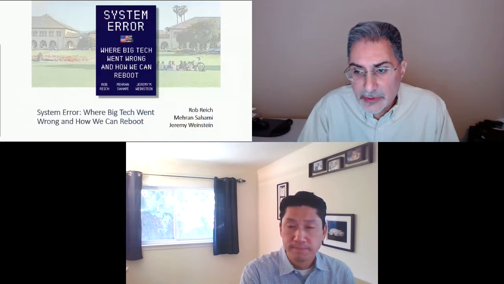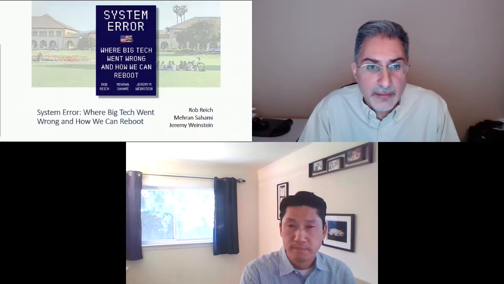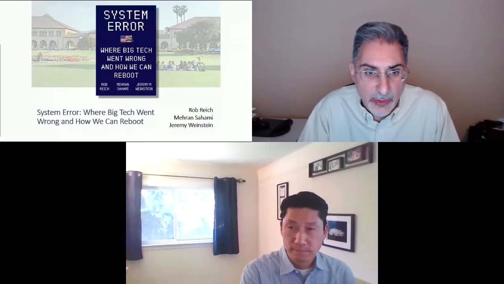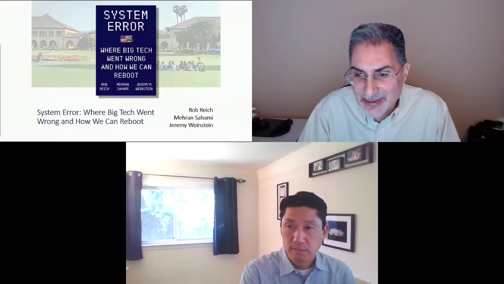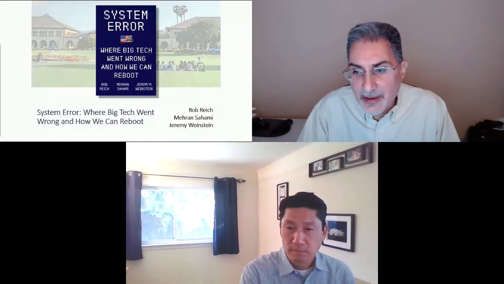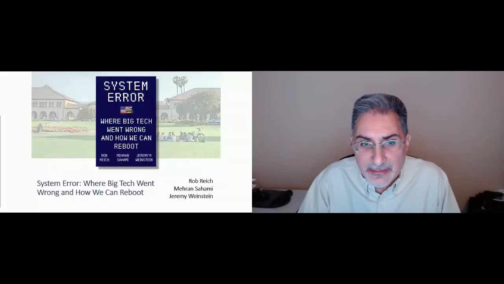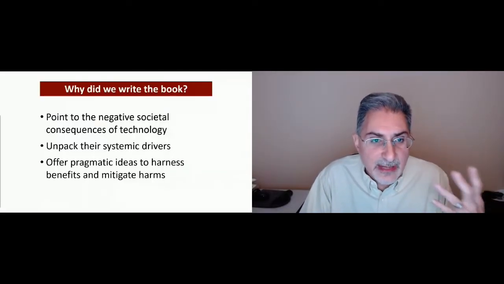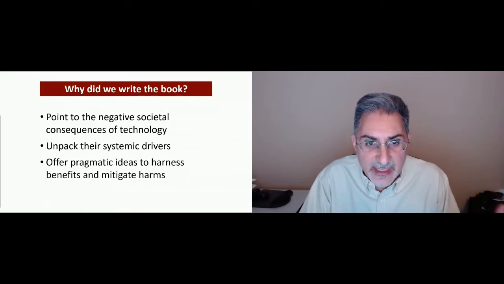Part of that was writing this book called System Error: Where Big Tech Went Wrong and How We Can Reboot, with Rob Reich and Jeremy Weinstein, the co-authors for the class. My slides seem to be auto-advancing, which is a little bit odd. But this book just came out about a month ago, and it talks about some themes. The reason we wrote the book was we wanted to point out some of the negative social consequences of technology.